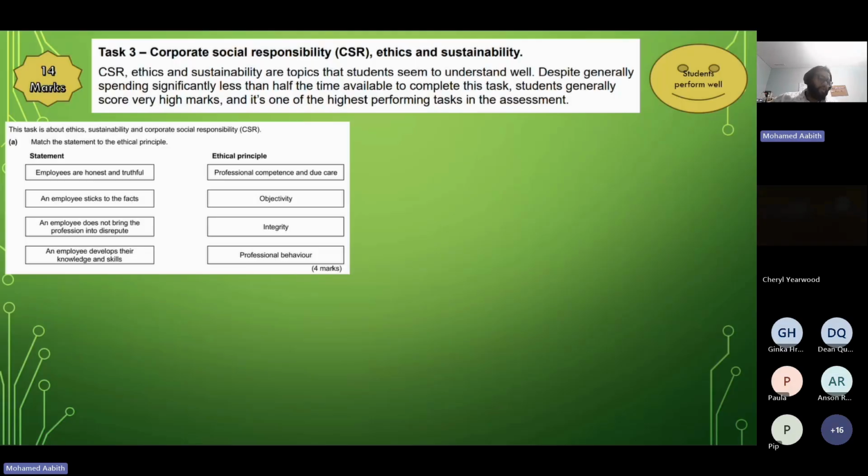The last one, of course, is that the employee develops their knowledge and skills. It is something you do regularly in your place of work or your personal life. We call that continuous professional development, CPD. You probably heard about that. So that is all down to your competence and due care.